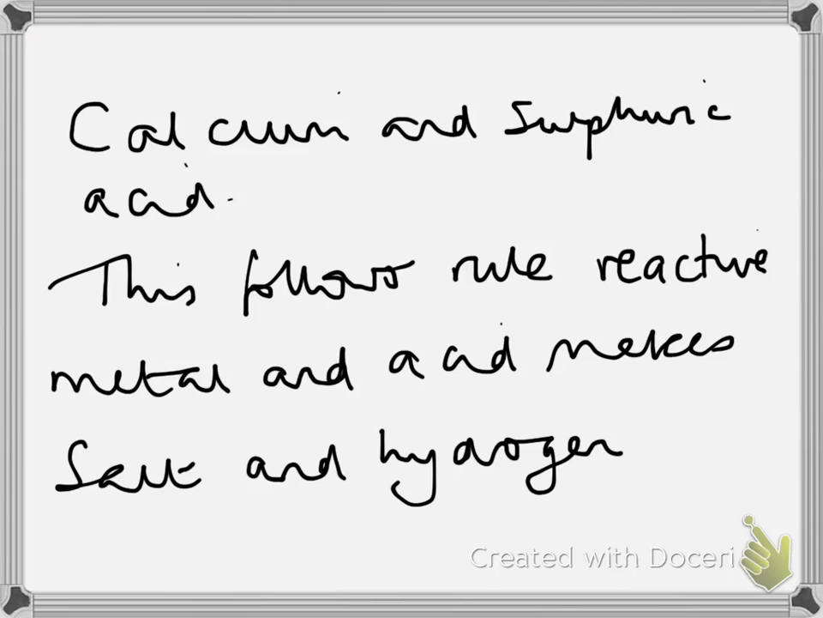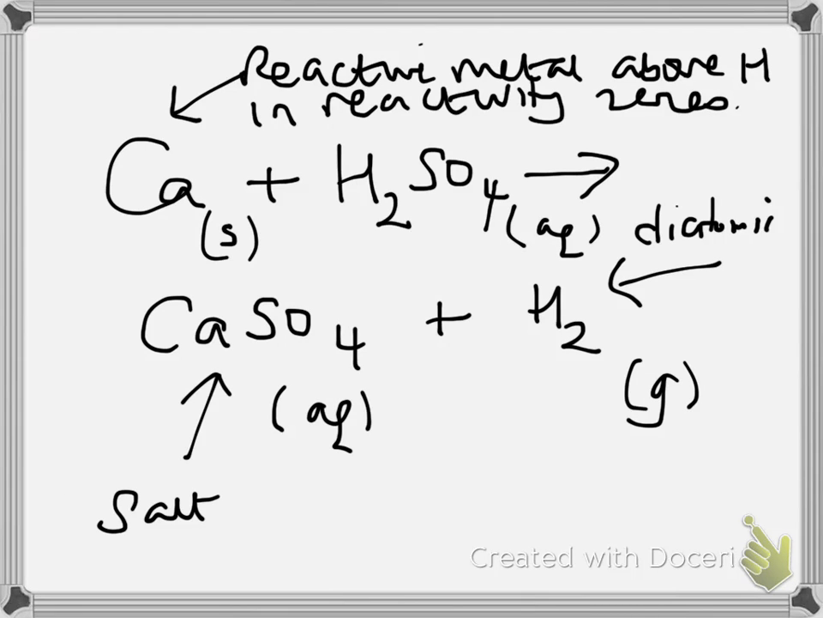If we have a look at some more examples, then we've got calcium and sulfuric acid. This follows the rule reactive metal in acid makes salt and hydrogen. The reactive metal is calcium. In this case, it's obviously above hydrogen in the reactivity series in order to be a reactive metal. And when you put it together, you'll make your salt and hydrogen. Obviously, that would effervesce. Just watch with hydrogen, it is H2, it's diatomic.